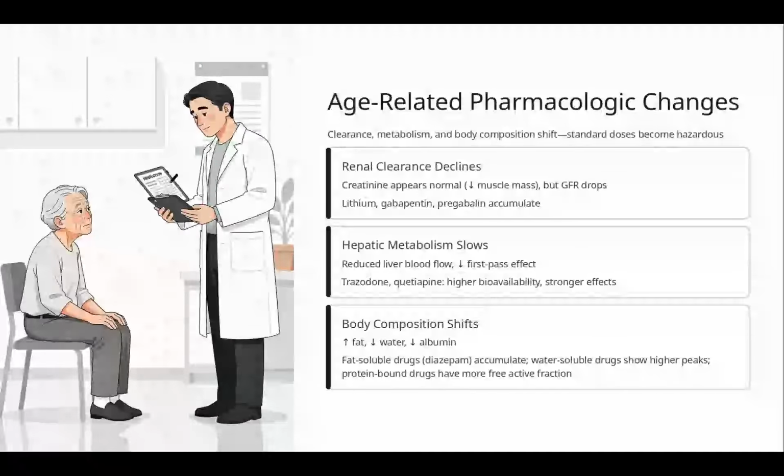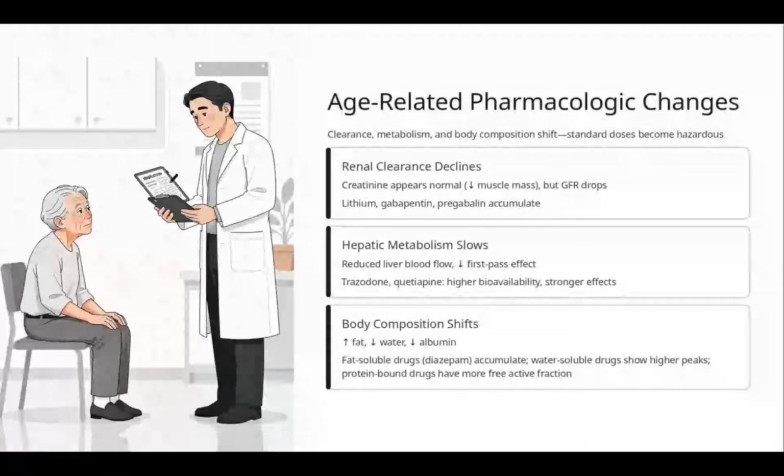Hepatic metabolism also slows. Liver blood flow decreases with age. First-pass metabolism is reduced. Drugs like trazodone or quetiapine may have higher bioavailability and stronger effects in elderly patients.